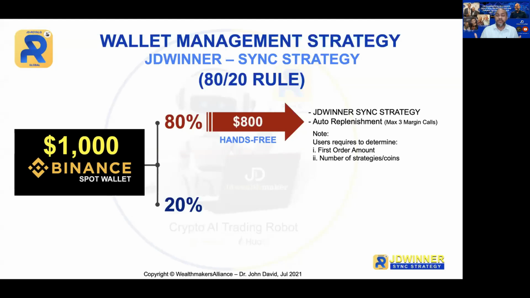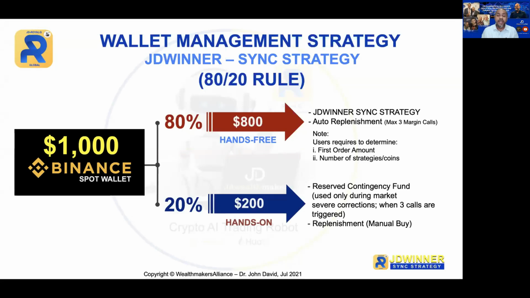So now, what happens if all the three margin calls are triggered? Let's say the market is so aggressive and all the three margin calls are triggered. Now you have the 20%, the $200, that you can use as a contingency fund when the market is in severe correction. Let's say all the three calls are already hit and the market is going down 10%, 20%. The lower the percentage, the better it is for you to go in and ambush the enemy. I'm going to show you the manual replenishment very shortly. Hopefully the trade will take on, or else we can't do that manual replenishment.